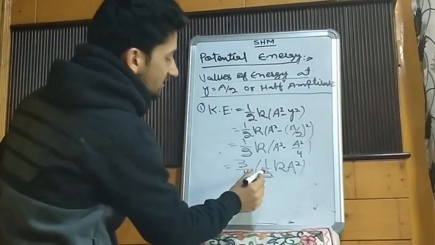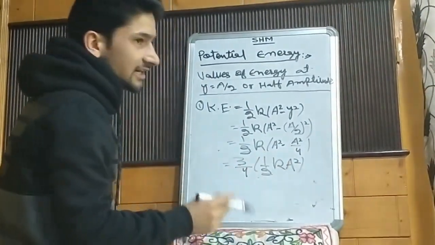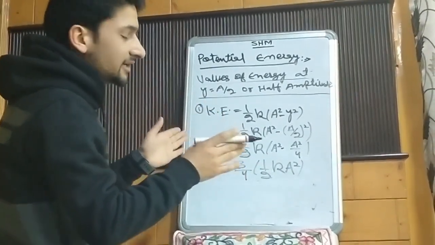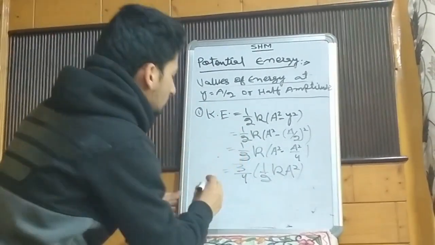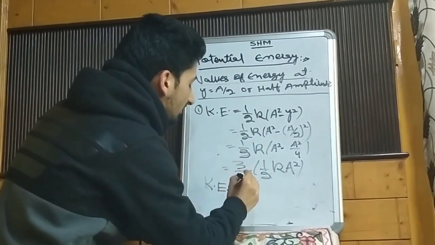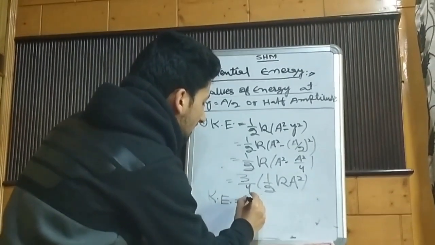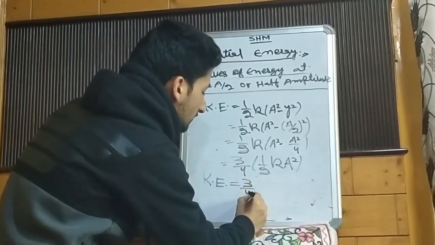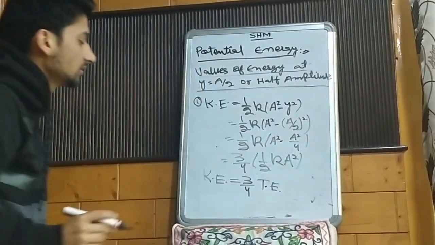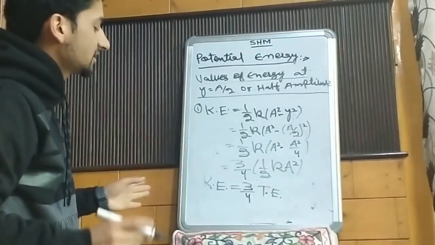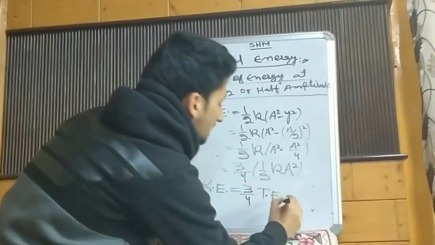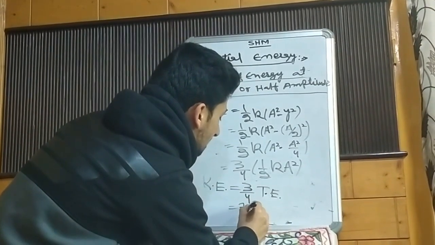This 1/2 k a² we have earlier calculated, and it's actually the total energy of a particle executing simple harmonic motion. So we can conclude that at half amplitude the value of kinetic energy is 3/4 of the total energy. So it is 75% of the total energy of a particle executing simple harmonic motion. We can also write here 75% total energy.